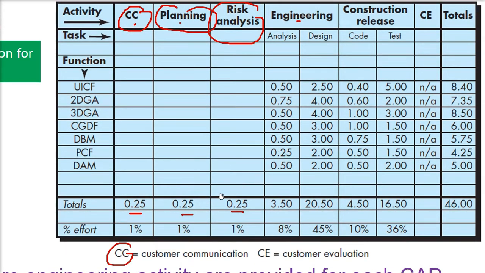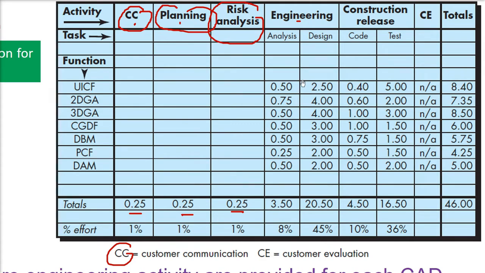Now these are the CC, that is the customer communication, planning and risk analysis. These we have given 11%, so 0.25, 0.25, 0.25. So row wise and column wise when we add, we'll get the same number, 46. Okay, so you see the total of every column, the last column we add, coming to 46. Similarly, the row with totals, we just add them and finally we get 46.00. So this is the effort only we are getting.